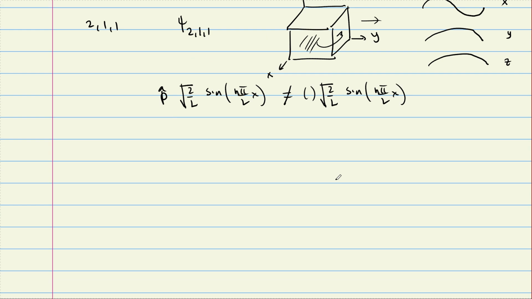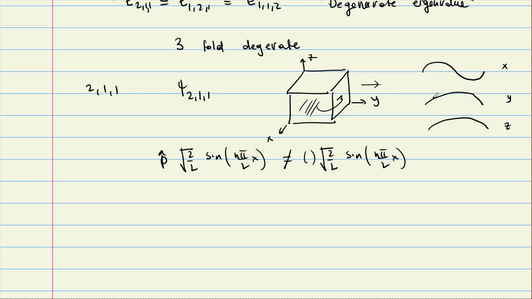What was the relationship between n and the number of nodes? The first one has no nodes, the second one has 1 node. If you look at the third one, it's going to have 2 nodes. Every time you increase the quantum number, you increase the nodes. Can n take any integer? Yes, n can take any positive integer, 1, 2, 3 to infinity.